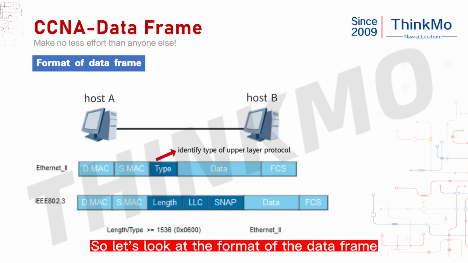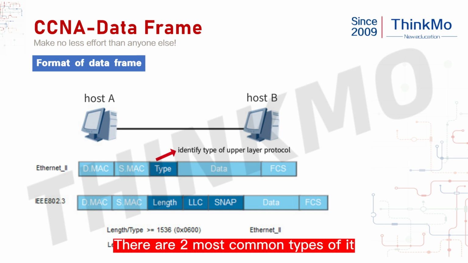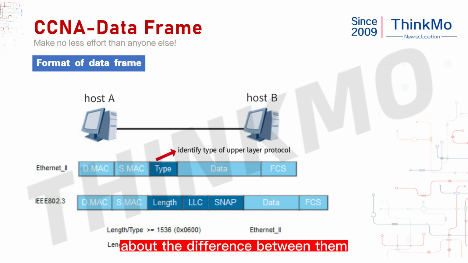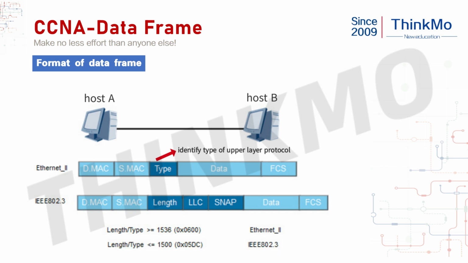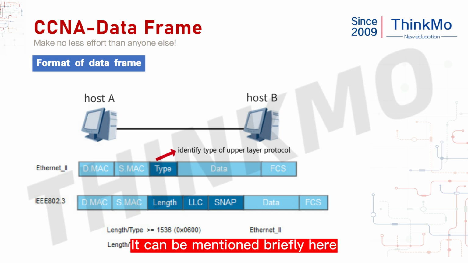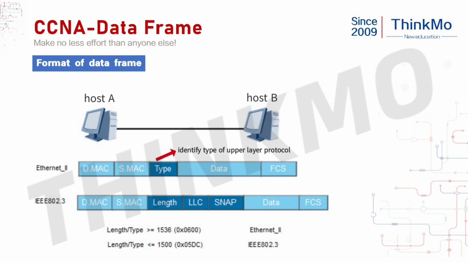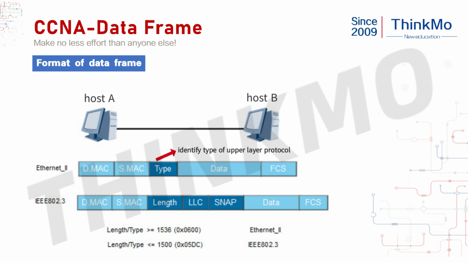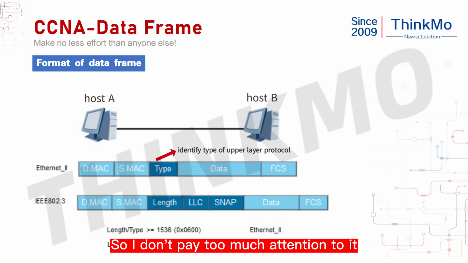So let's look at the format of the data frame. There are two most common types of it. One is Ethernet 2. One is IEEE 802.3. About the difference between them, it can be mentioned briefly here. You can look at the frame format. So why is it now called Ethernet? Because it's all TCP/IP now. Including the early IPX, which are now obsolete. So I don't pay too much attention to it.